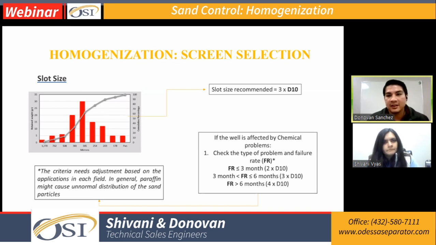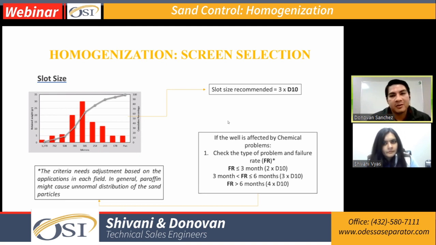Next, when it comes to selecting our slot size, here's an example of a sand sieve analysis. On the left vertical axis, it's charting the retained weight. And on the right vertical axis, it's charting the cumulative percentage. That cumulative percentage we will be using right here with a D number. In our case, we're using a D10. So that's the cumulative percentage of 10% in this equation right here.